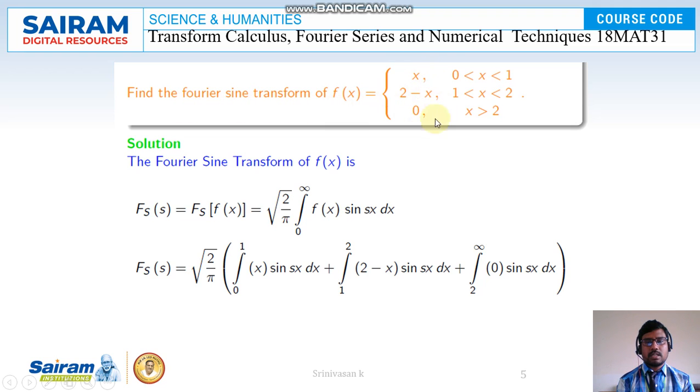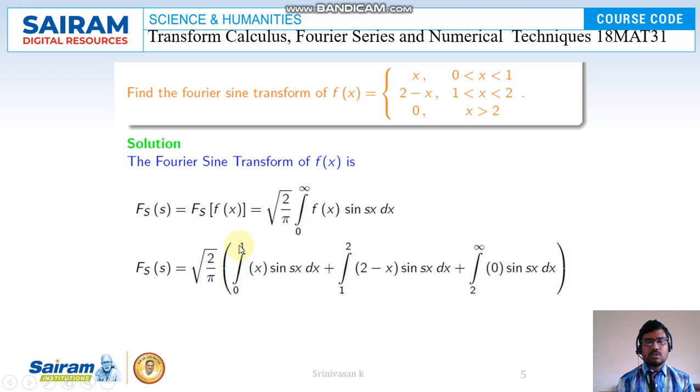Here also they have given 3 functions and 3 intervals. So now we can use the sine transform formula. That is, the Fourier sine transform formula is root 2 by pi integral 0 to infinity f of x sine sx dx. With 0 to infinity, I split it into 3 intervals: 0 to 1, 1 to 2, and 2 to infinity.